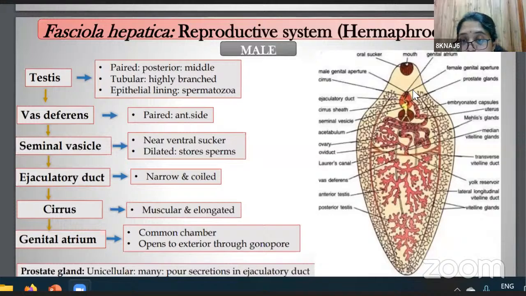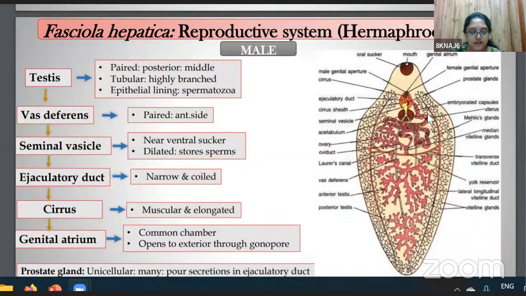Female genital aperture is there. So you have an ovary, oviduct, uterus, associated vitellaria. Again, the ovary is highly branched, but it is not paired. Only one single ovary is present. It lies on the right side of the body. So somewhere over here, you have the Mehlis glands, you have the uterus. Please see this picture properly, you'll get it.